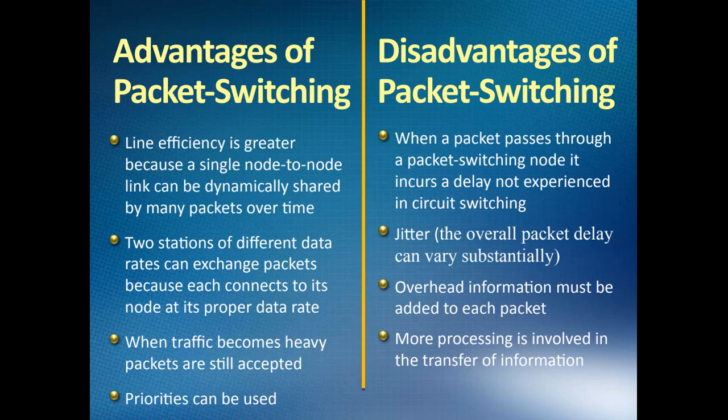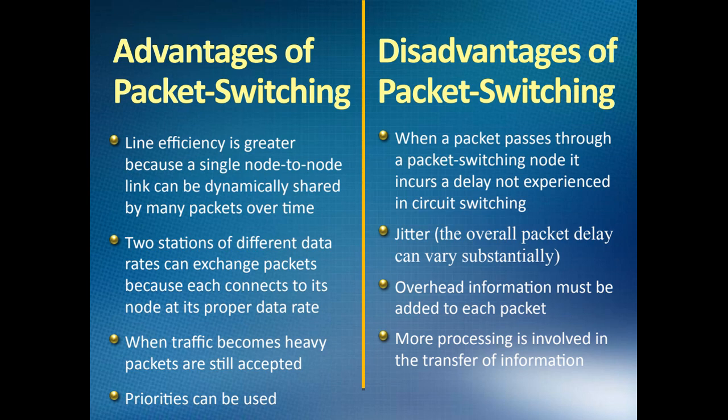So here they summarize the advantages of packet switching on the left and the disadvantages. We have already talked about the advantages, but it's okay, again. Can you please read them? Why is it good to have packet switching? Its line efficiency is greater, because a node-to-node link can be dynamically shared by many packets over time. Two stations of different data rates can exchange packets. Remember, there we said they have the same rate; here they can have different rates. When traffic becomes heavy, packets are still accepted. Remember in circuit switching, if the line is engaged, nobody can send. Here, imagine the network is busy, you can still send email, correct? Priorities can be used also: with packet switching, you can put priorities, quality of service.